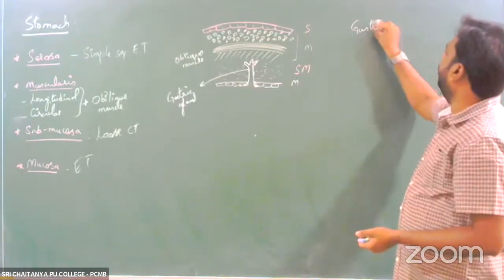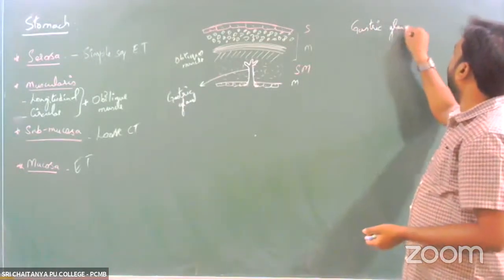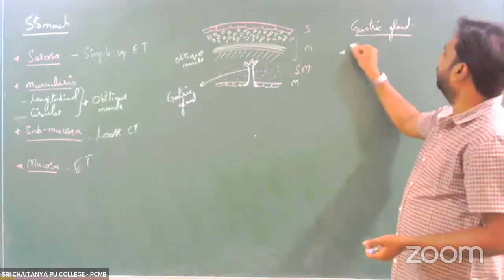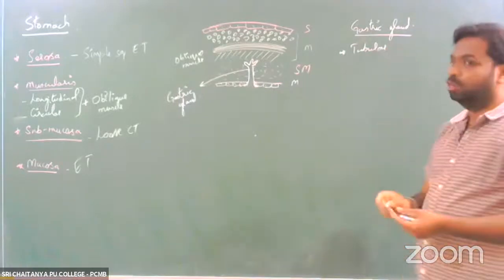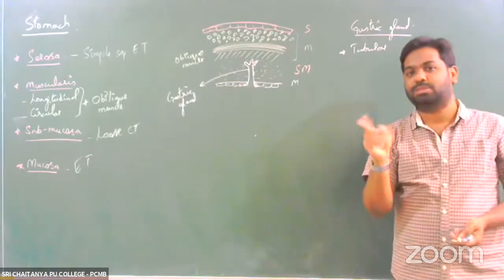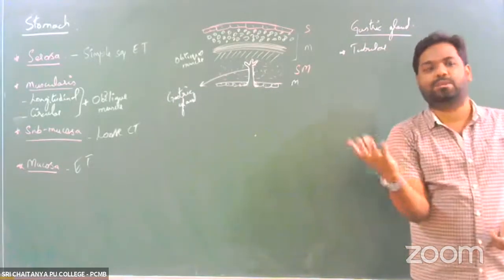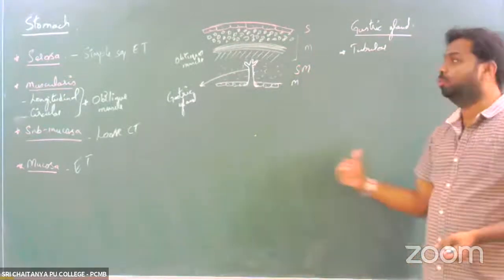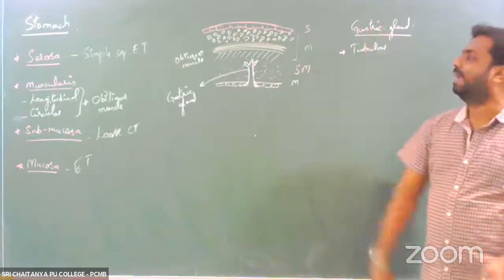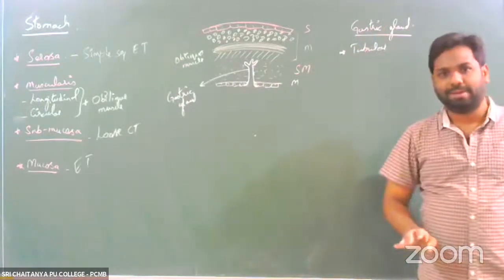The gastric gland is said to be a tubular gland. We know what we mean by a tubular gland and a saccular gland. Glands can be classified into two types based on shape. If it is a sac-like gland, we call it a saccular gland. If it is a tube-like gland, we call it a tubular gland. So here, the gastric gland is said to be a tubular gland.